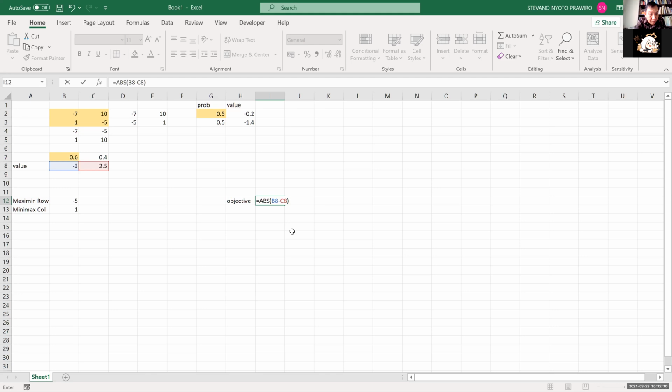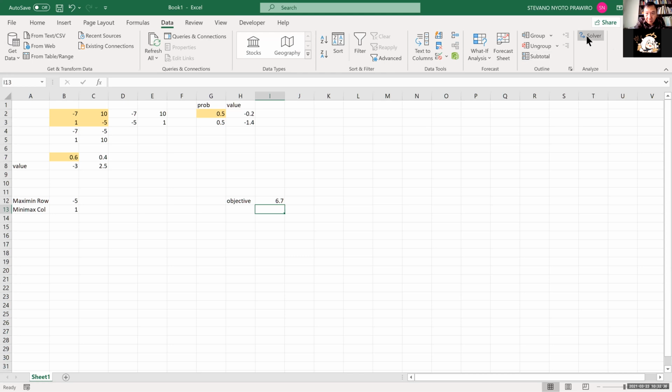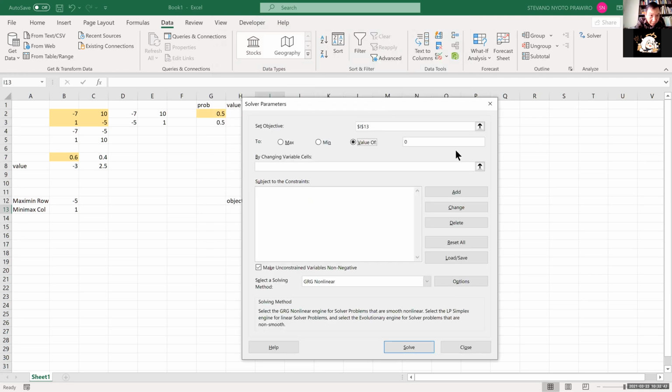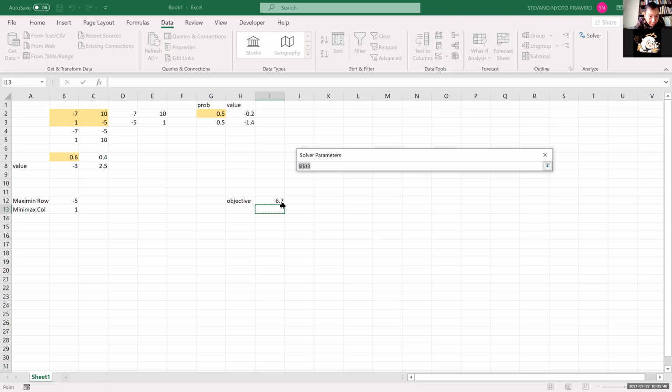Plus the value in H, absolute value. You need to take absolute value because they are negative. That one minus below. Correct. Okay, now you use solver. Very good. So the objective is your objective. Is that in I12?